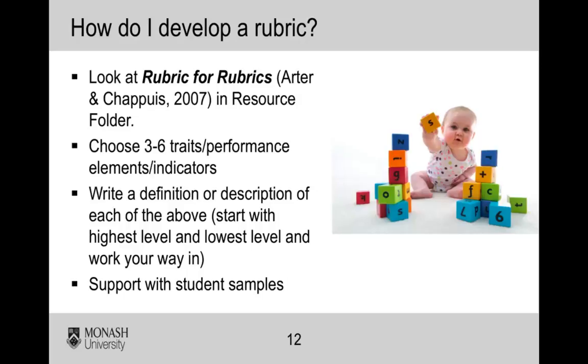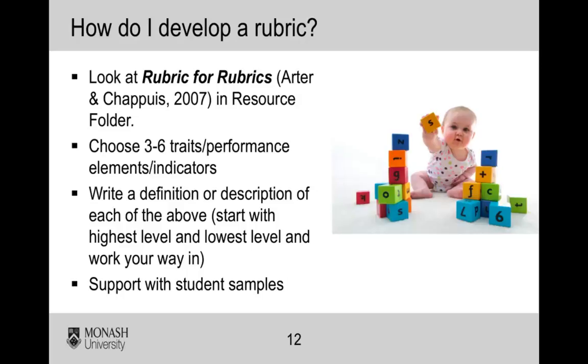That's the first thing, and as you start thinking about developing a rubric, look at the rubric for rubrics. The next thing, if you're going to use an analytical rubric, you need to choose something from 3 to 6 traits or performance elements criteria. Then you need to write a definition or description of each of the above traits.